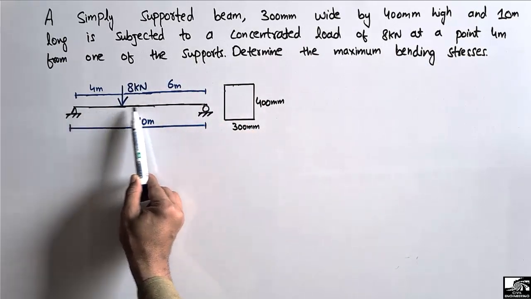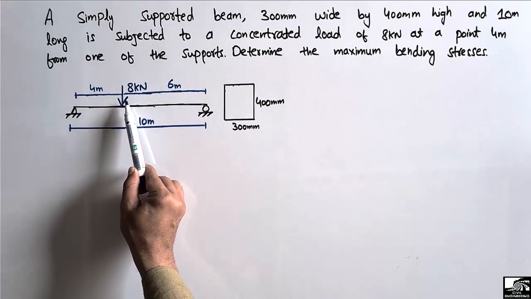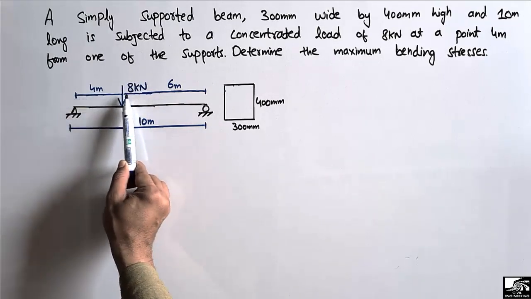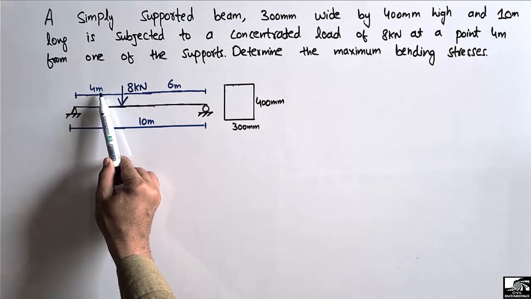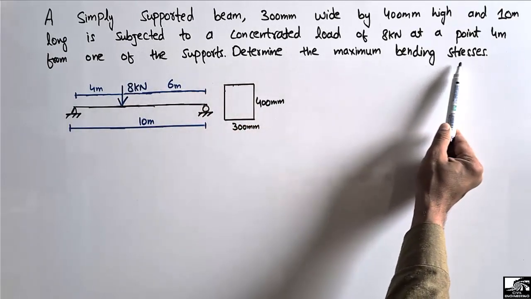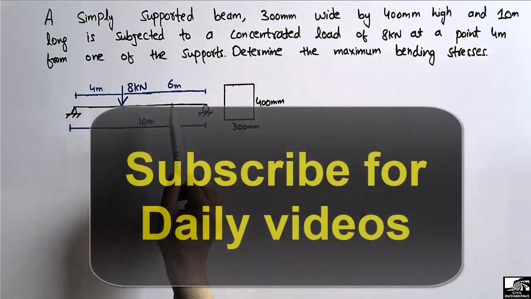So this is a simply supported beam with a total length of 10 meter and there is a concentrated load of 8 kN acting at a point from one end of the support at a distance of 4 meter, while the other distance is 6 meter. And determine the maximum bending stresses in the beam. So we have to find out the maximum stresses for this beam.